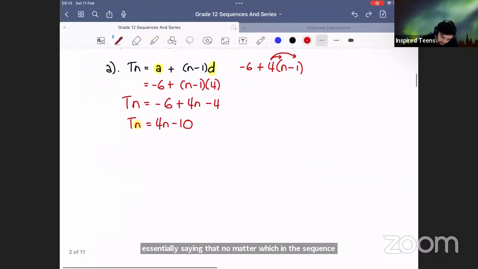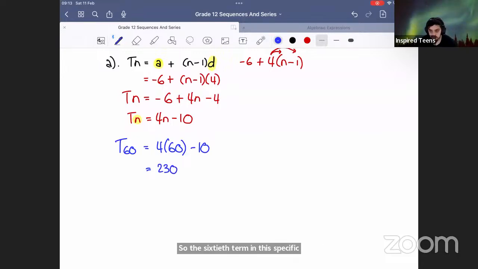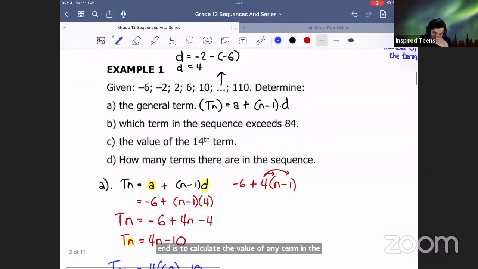So if you want to calculate the 60th term in the sequence, you would simply substitute n as 60. So the 60th term in this specific sequence is 230 after the maths. So yeah, this general term Tn is to calculate the value of any term in the sequence.